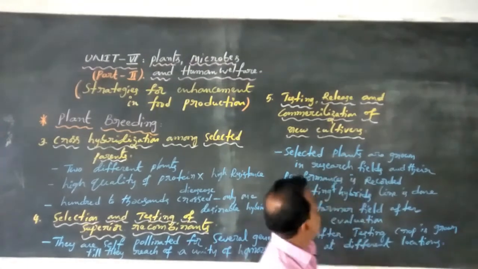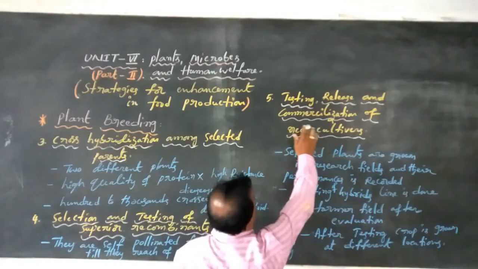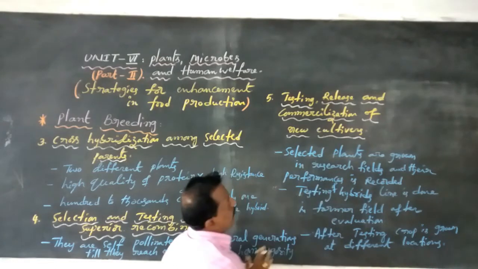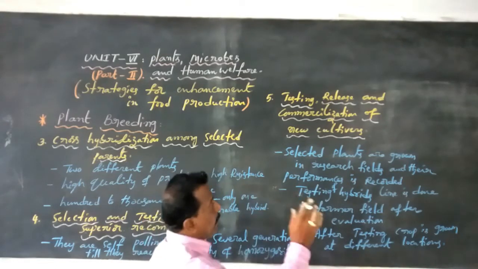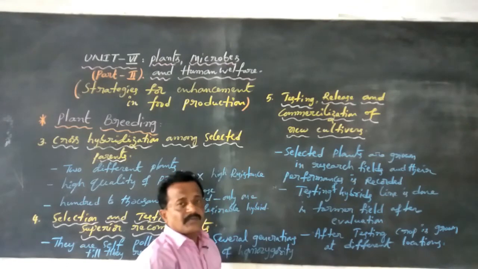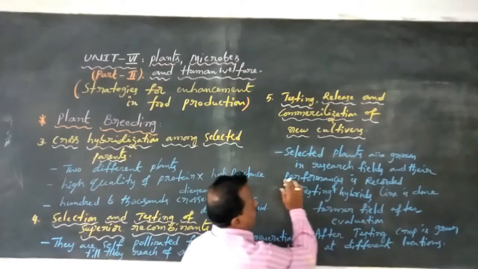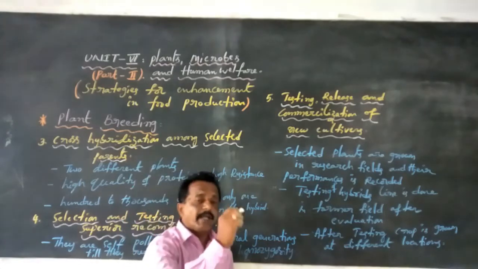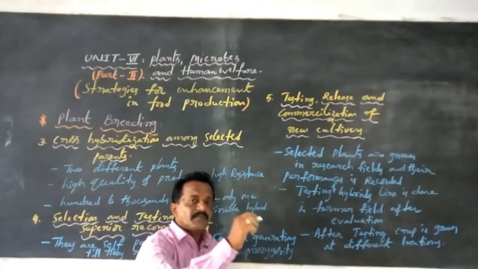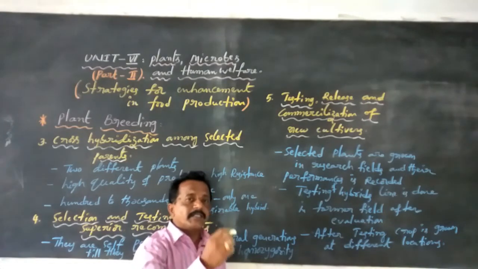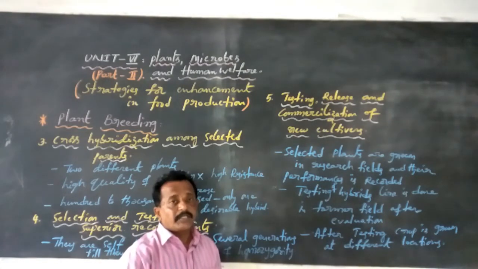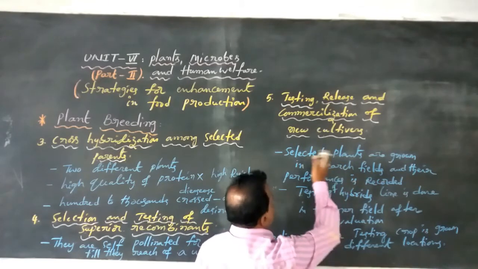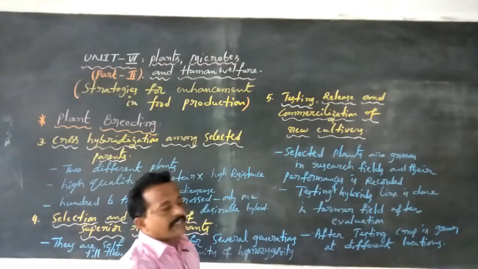The fifth step is testing, release and commercialization of new cultivars. Many hybrid plants have been selected. These hybrid plants are grown in research fields and their performance is always noted and recorded, with observations in agricultural fields under irrigation and non-irrigation conditions. So the performance of the selected plants is kept up to date.